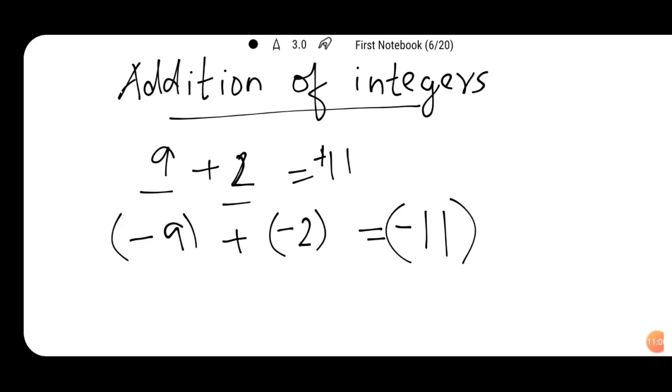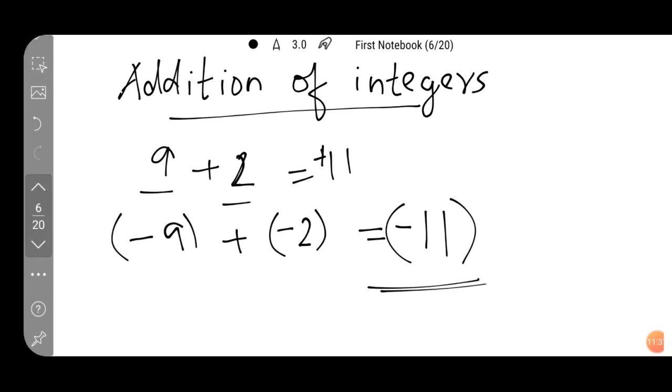If you are adding two integers of the same sign, you will add them and give the corresponding sign. So here we added 9 and 2, both are positive. 9 plus 2 is 11, so the answer is positive 11. Here we are adding negative 9 plus negative 2, both are negative, both have the same sign. So again we will add them, 9 plus 2 is 11, and we will give the corresponding sign, which is negative, so it is negative 11.